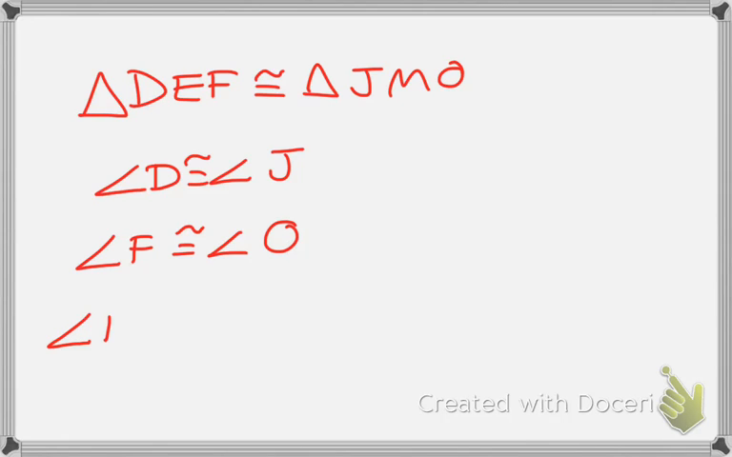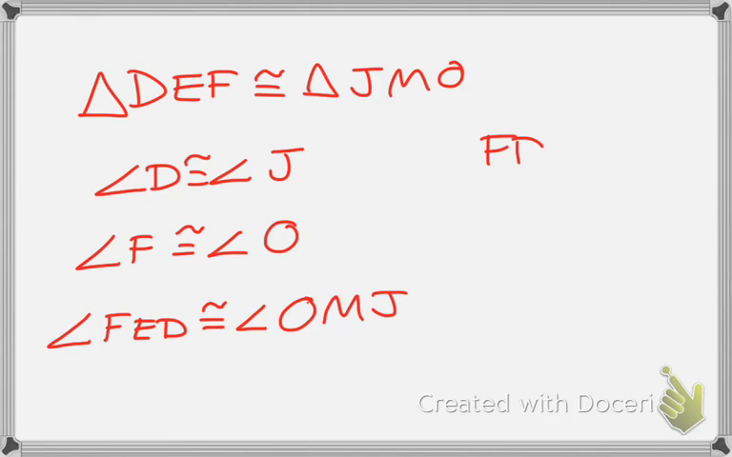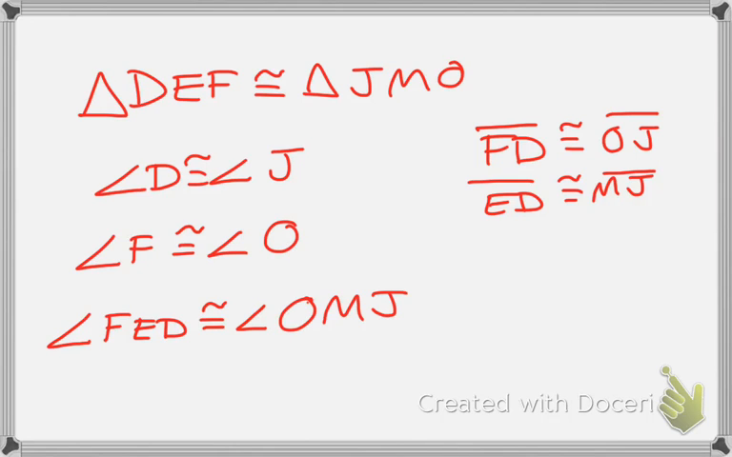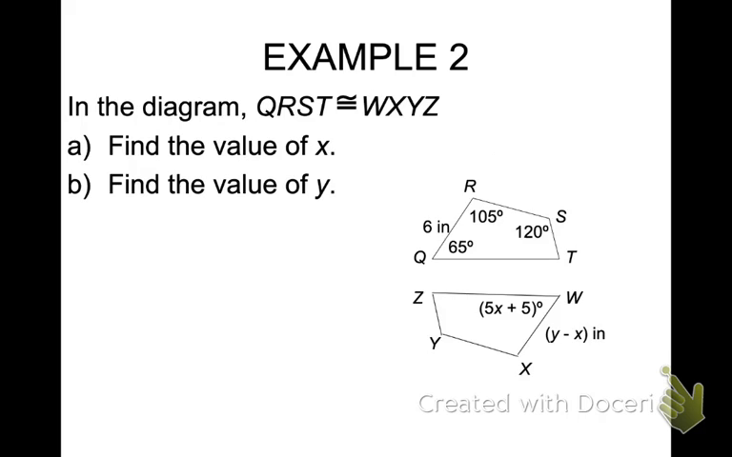Are you ready? Angle FED, because remember that's one way we can name angles is using 3 letters. That would match up with, if I go FED, then the other side should be OMJ, right? Or if I wanted to do some sides, side FD would match up with OJ. Or side ED should match up with side MJ. See how it works? So I don't even need those diagrams. I just need a correct, true congruent statement, and I can pull out all the parts just by looking at it.